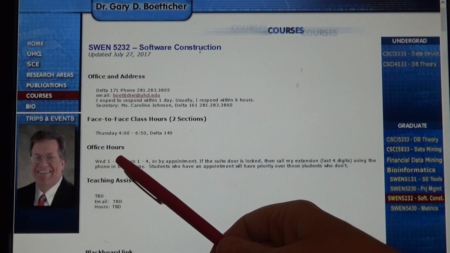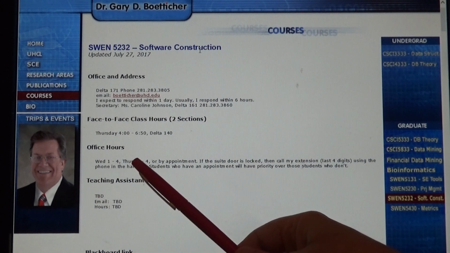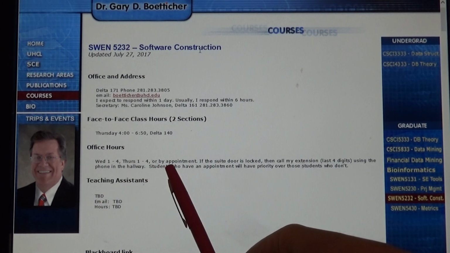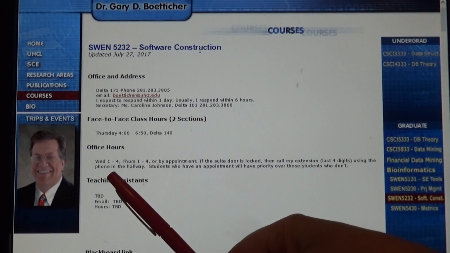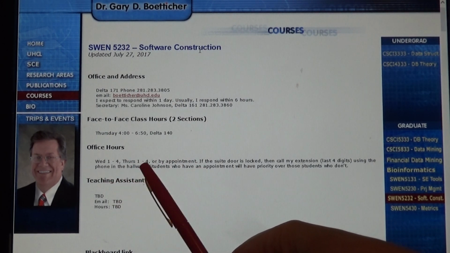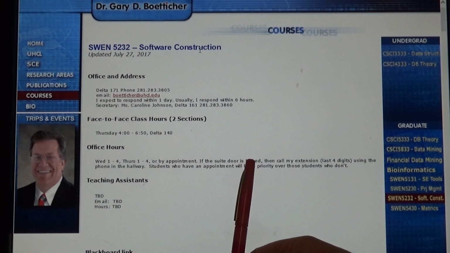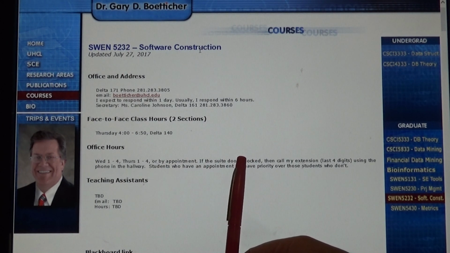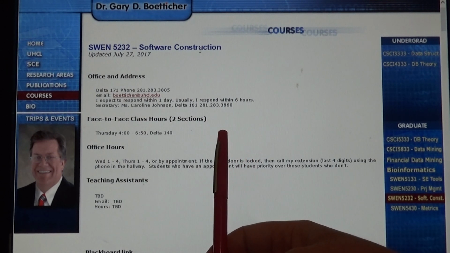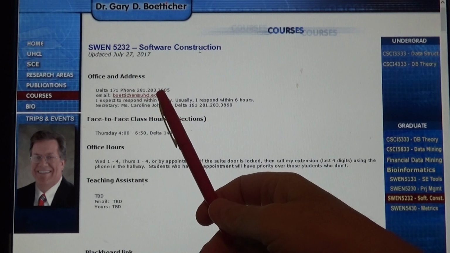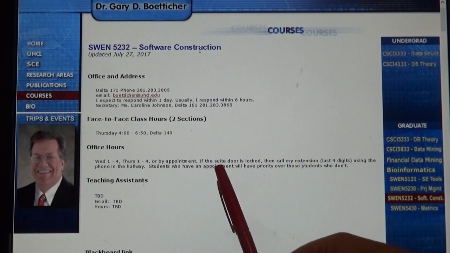The class, as you know, meets 4 to 7 on Thursdays in Delta 140. My office hours are on Wednesday 1 to 4, Thursday 1 to 4, or by appointment. I recommend getting an appointment as opposed to stopping by, but that's fine. I do give priority to those people who have appointments. In the event the door is locked, there's a phone in the hall, or you can use your cell phone and just give me a call or dial the last four digits, 3805, and I'll open the door and let you in.